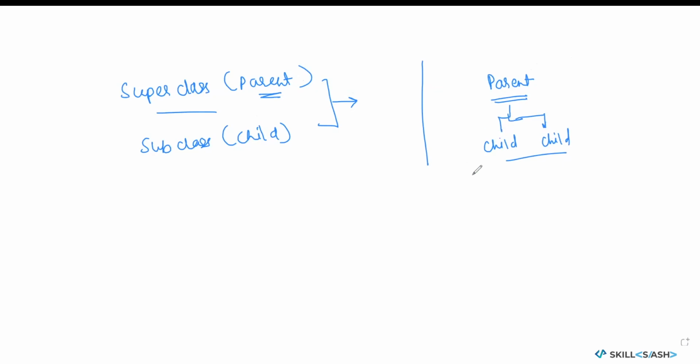Same thing happens over here. If you have a parent class, the child class can inherit their properties. And in the normal world, property means assets, physical world assets. And in Java, the properties are what? Generally methods or variables.